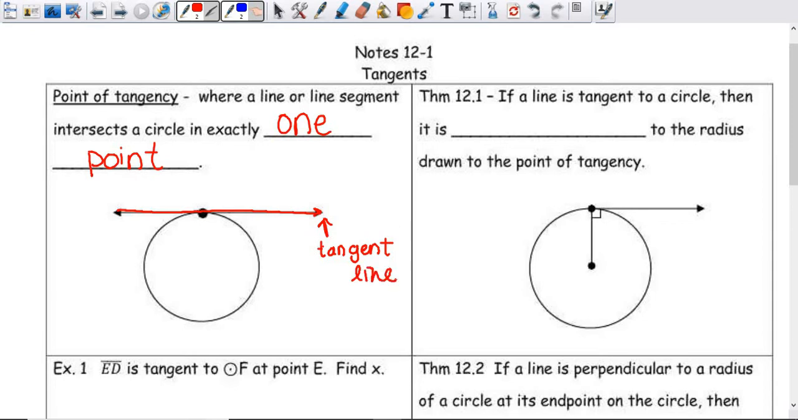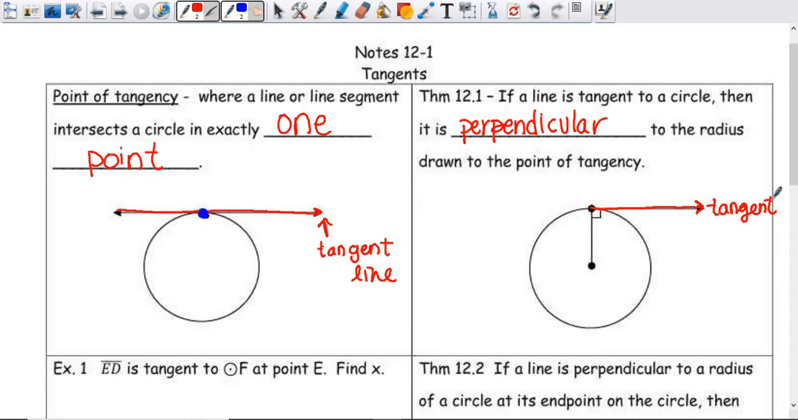because it intersects the circle at just this one spot. It kind of grazes the top of this circle. All right? Then, if a line is tangent to a circle, so this is what we know from tangent lines, then it is perpendicular to the radius drawn to the point of tangency. So basically you have this tangent line right here. So here's our tangent line.